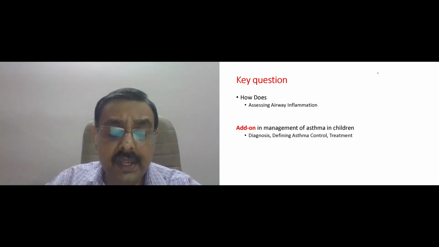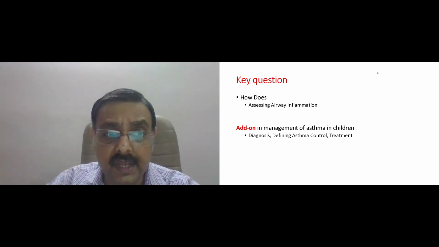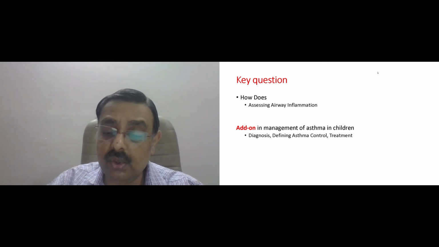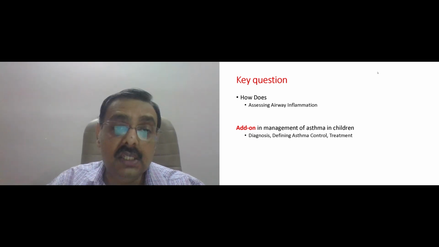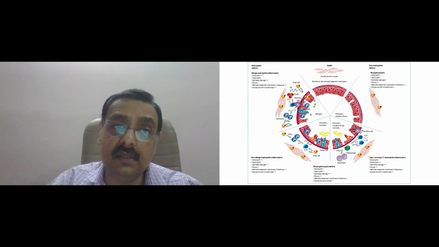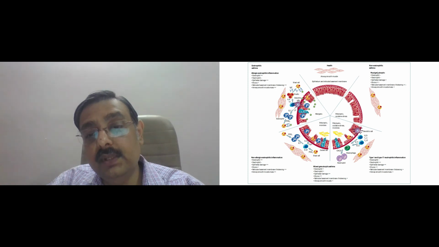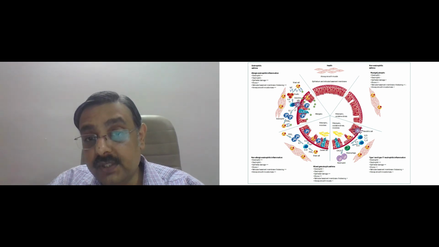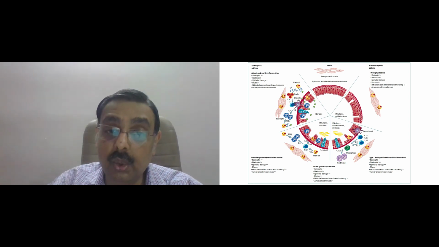So what we are trying to do here is to look at the underlying inflammation. And again, the key question is, if you're looking at the airway inflammation, does it add on to your asthma diagnosis? Does it help you to define control? And does it help you to treat the child? If I say that a child has an eosinophilic asthma and improves with 100 micrograms of budesonide, versus a child with neutrophilic asthma who also improves with 100 micrograms of budesonide, then what's the fun in knowing whether it is allergic eosinophilic inflammation or neutrophilic inflammation? Does it actually matter to you or to the patient? Well, no.